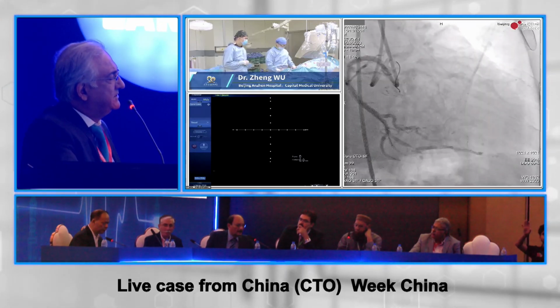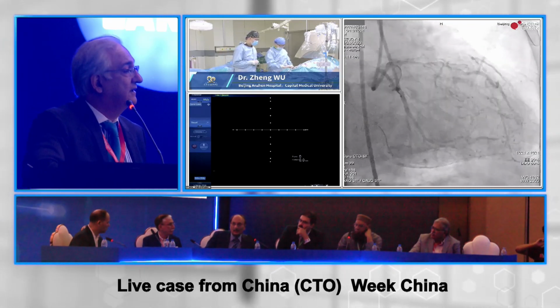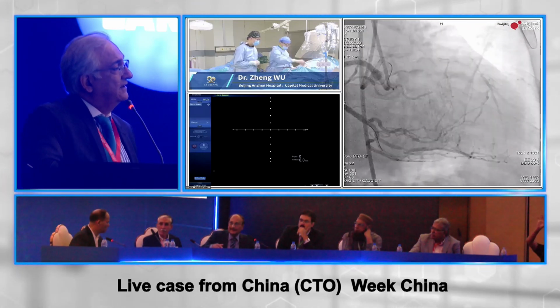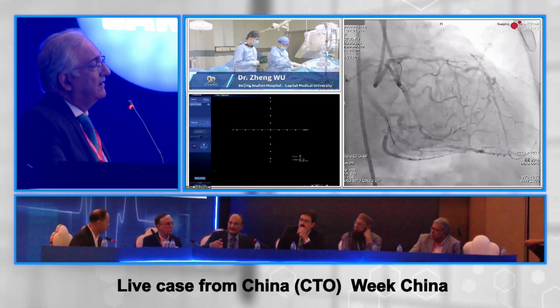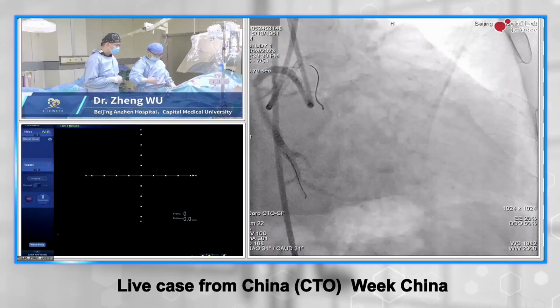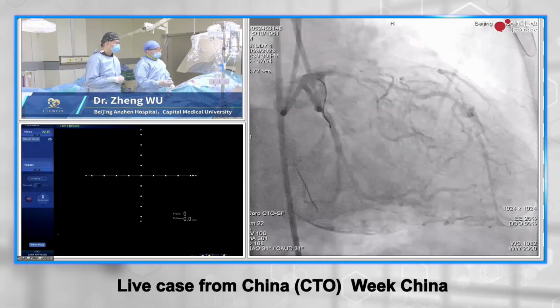So can we proceed with the case? Well, unfortunately, there's a problem here in the monitors. It is switching off and on frequently, and we are trying to reorient it. What is happening? It's a pretty good image over there, actually.